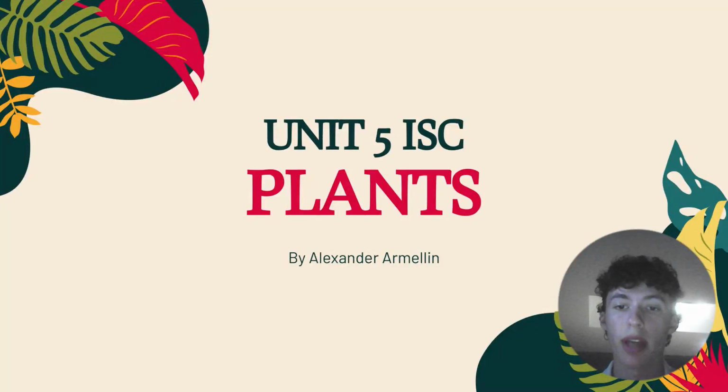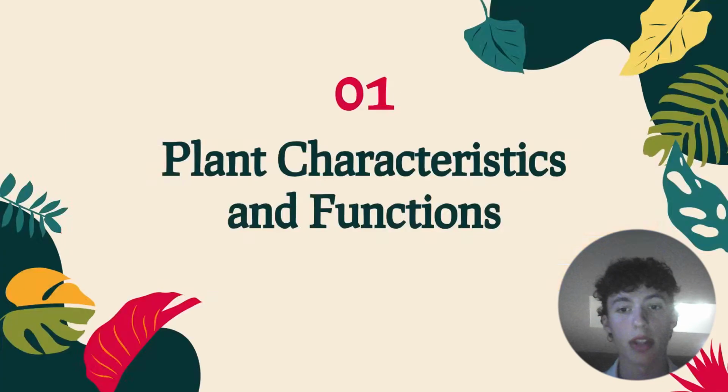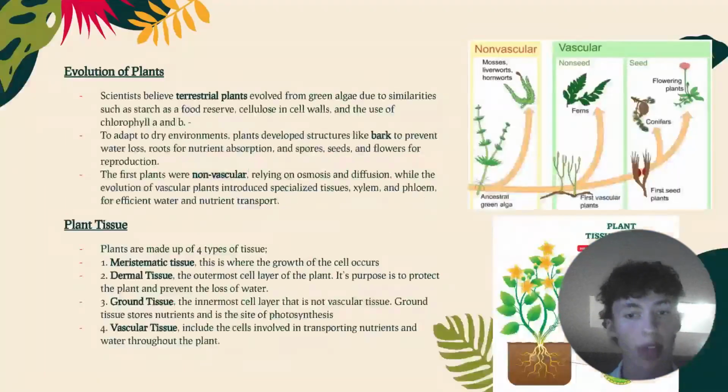So today we'll be taking a look at Unit 5, Plants. In this unit, there are 6 lessons that will be covered, starting off with characteristics in 12.1, where we'll go through the history of plants, their characteristics and functions, and then we'll head into leaves 12.2, stems in 12.3, roots in 12.4, transportation in the plant in 12.5, and then lastly we'll finish off with sugar production. So, to get started, plant characteristics and functions.